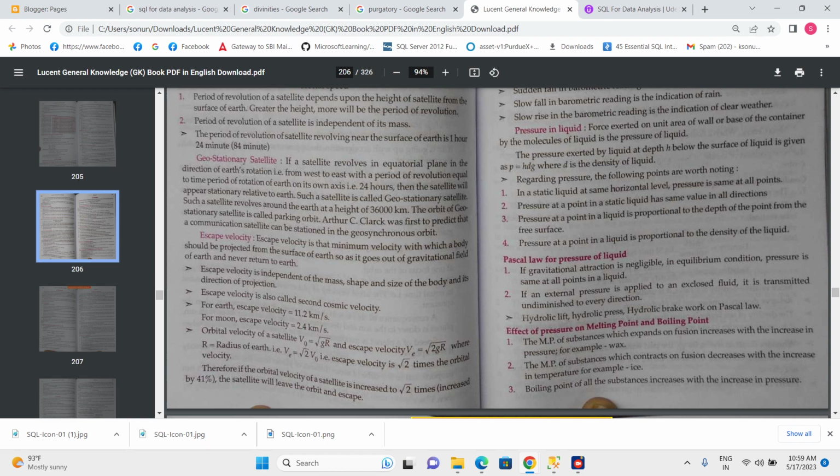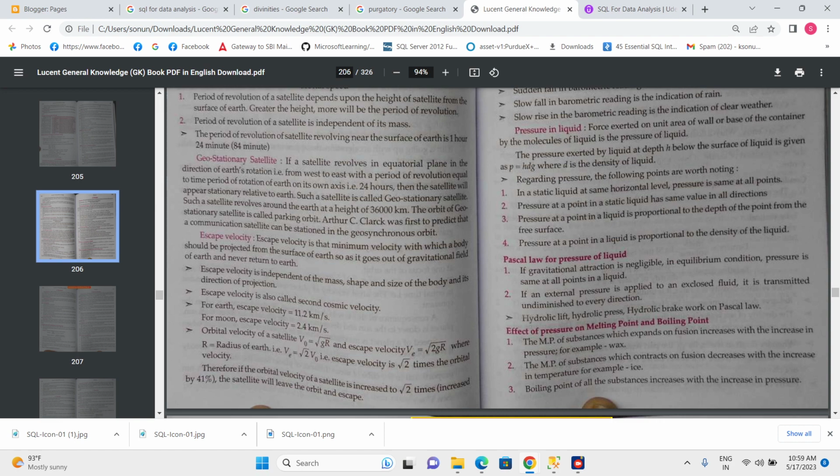Now the next point is escape velocity. Escape velocity is the minimum velocity with which a body should be projected from the surface of earth so that it goes out of the gravitational field of earth and never returns to the earth. So this is a very important point.